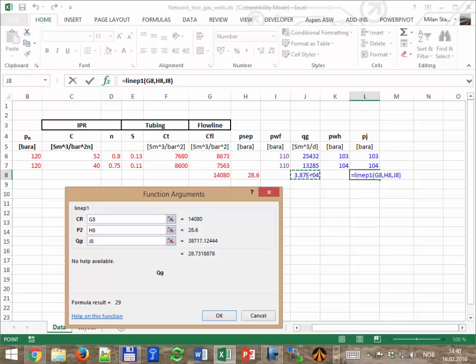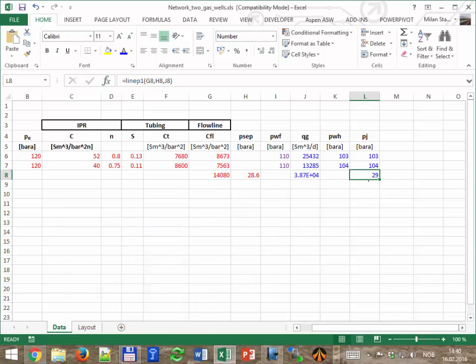Everyone okay so far? Yes? So you see a big difference. That means, and there is also not much pressure loss in the pipeline. That means that the well might be producing more. Okay, more than 25,000. Might be producing actually much more. Okay, so how do I make now in Excel that all of these three numbers are the same?